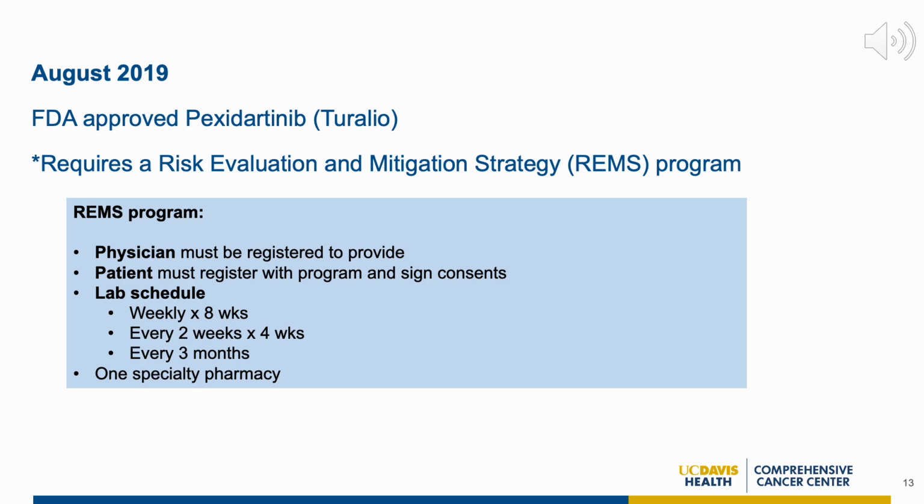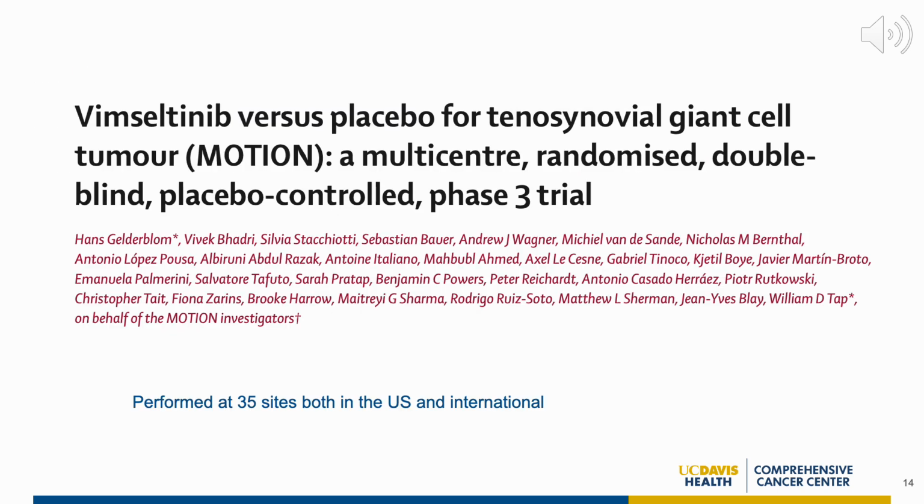So shortly thereafter, this trial was published. So this is the MOTION trial, and this is the trial that got vimseltinib FDA approved. And again, it is a phase 3 randomized double-blind placebo-controlled trial, right? And some people will argue that maybe placebo is not the most fair group, right? Because normally we compare to standard of care, right? So some people say, well, maybe it's not fair to use a placebo group. But at the time this trial started, pexidartinib actually wasn't FDA approved, right? So they didn't use pexidartinib as a comparison.